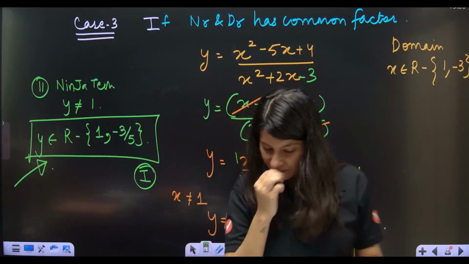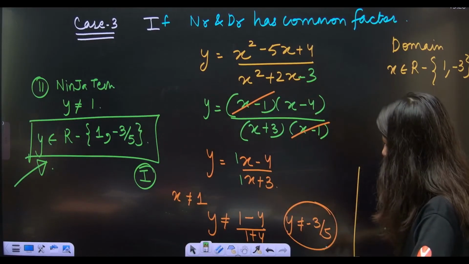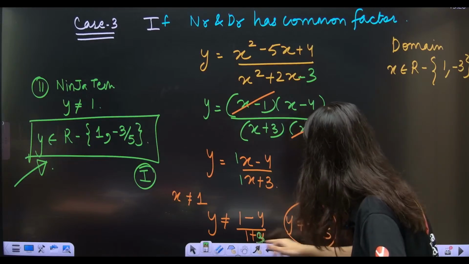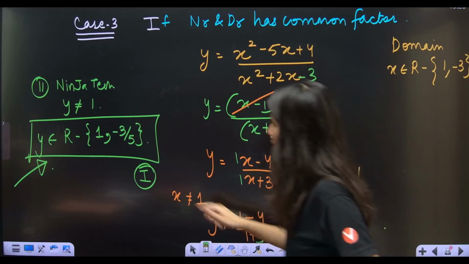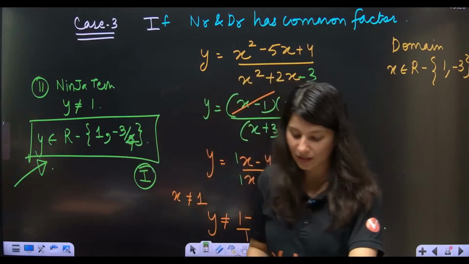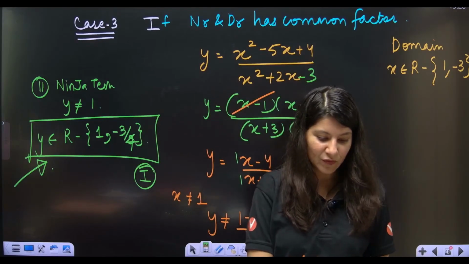Okay. 3 by 5 or 4? Sorry. 1 plus 3, na? Ha. So 3 by 4, minus 3 by 4. So minus 3 by 4 is rejected. Okay. So clearly 1 and minus 3 by 4.